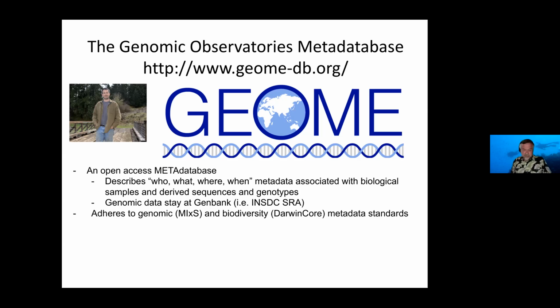In developing this database, we followed the genomic and biodiversity metadata standards that have been developed by the Genomic Standards Consortium and Darwin Core. So, you know, there's probably 10 different ways that you could label a field for longitude, but the Darwin Core name for longitude is decimal longitude. And if everybody uses that standard, then we can agree and our data can be interoperable.